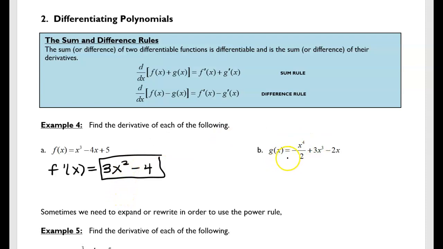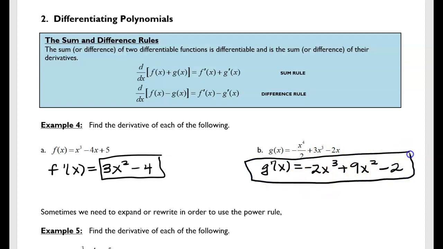In part B, we have g of x, which is negative x to the 4th over 2 plus 3x cubed minus 2x. So when I take this derivative, I have 4x cubed over 2, so that gives me negative 2x cubed plus 9x squared. So 3 times 3 is 9, reduced by 1. The derivative of minus 2x is just minus 2. Okay, so just take the derivative piece by piece.